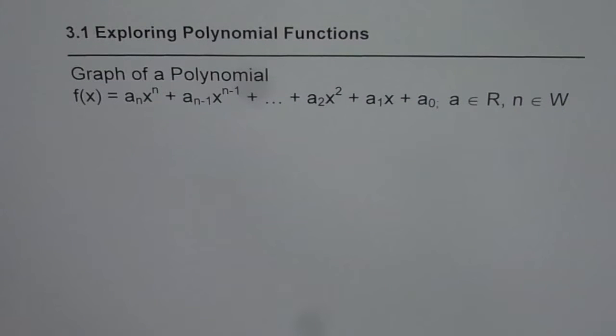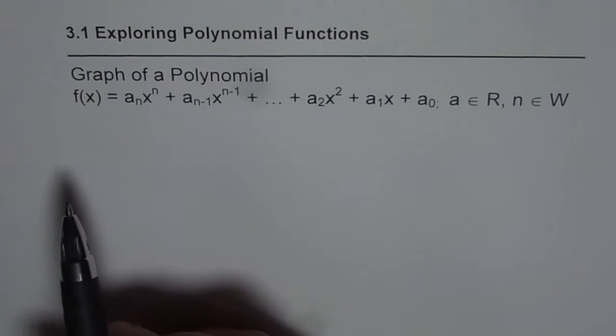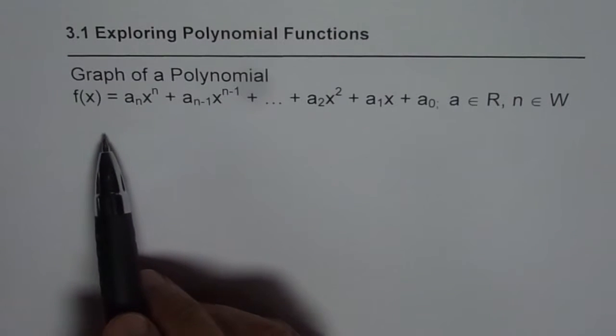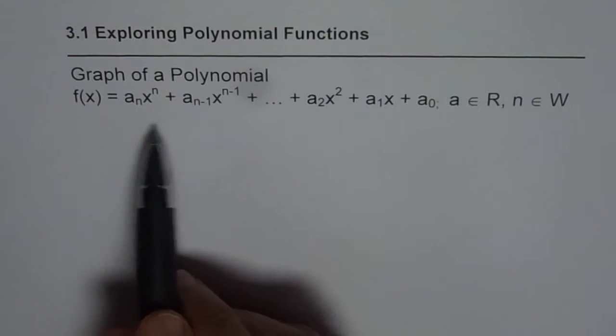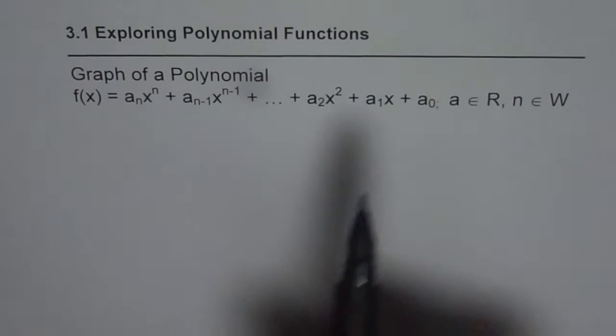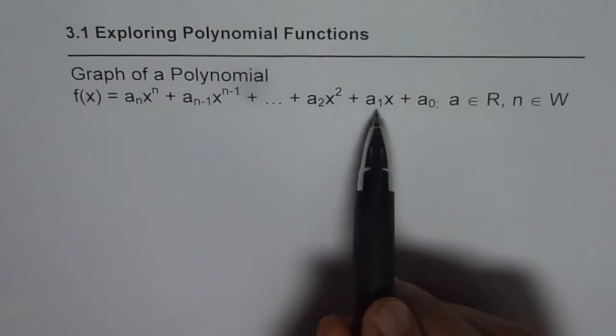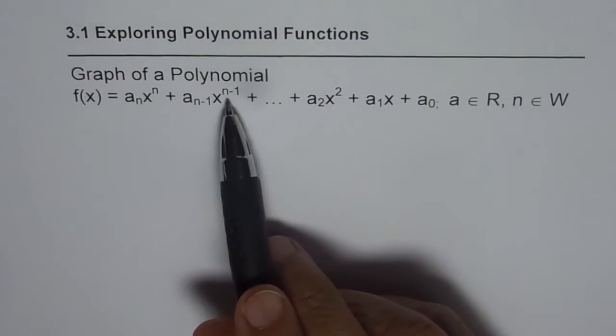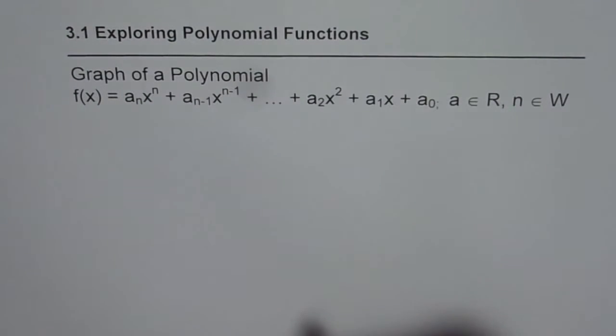I'm Anil Kumar, and in this video we'll explore the graph of a polynomial. I have a separate video to discuss characteristics, but here we'll just see the outline of a graph for a polynomial function. Now in general, a polynomial function in standard form, one variable, is given in the form shown here, where a is a real number, the coefficients, and the exponents n are whole numbers.